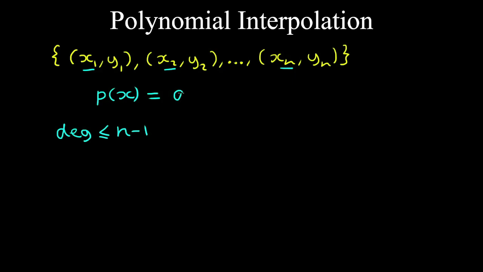So we can write this polynomial using the coefficients. So a0 plus a1x plus a2x squared, and so on, up to the coefficient an minus 1 by x to the n minus 1.